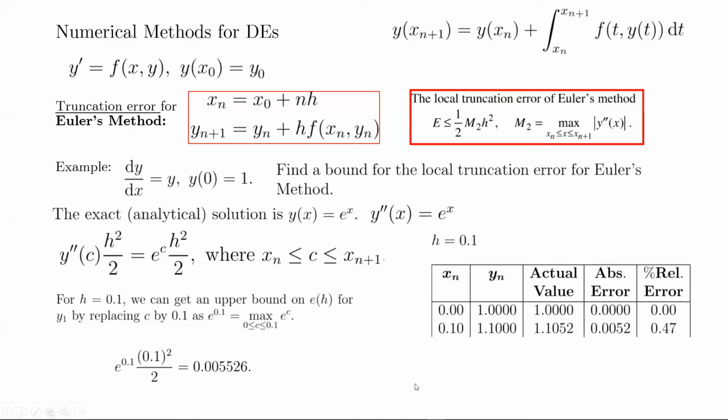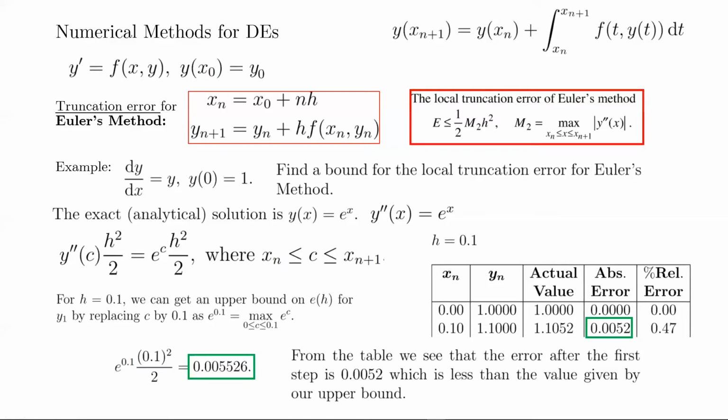The actual absolute error that we found was 0.0052, and of course this is less than the theoretical maximum local truncation error. If this is the upper bound, then it's good that the absolute error is close, but less than that upper bound. So the point is, in this class, not only do you need to be able to apply Euler's method to solve an initial value problem, but you also need to be able to approximate the local truncation error in any step of this problem.